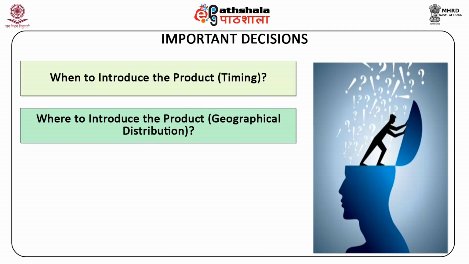Second, where to introduce the product, that is, geographical distribution. Marketers decide about the geographic dimensions of the market, that is, whether to launch the new product in a single locality, a specific region, several regions, national market, or at the international market.